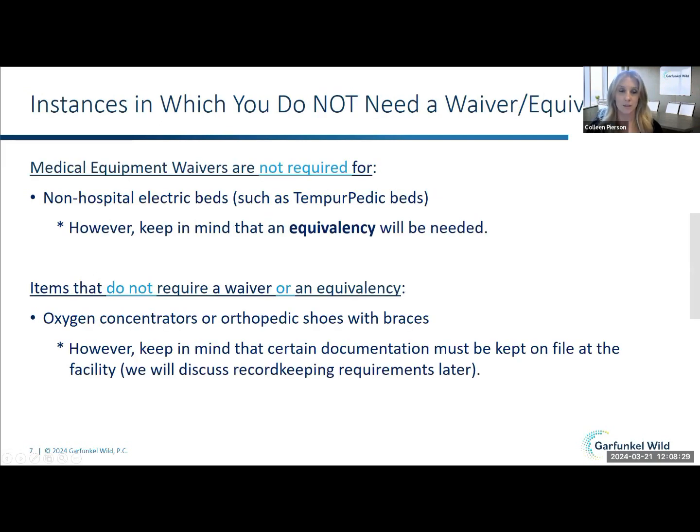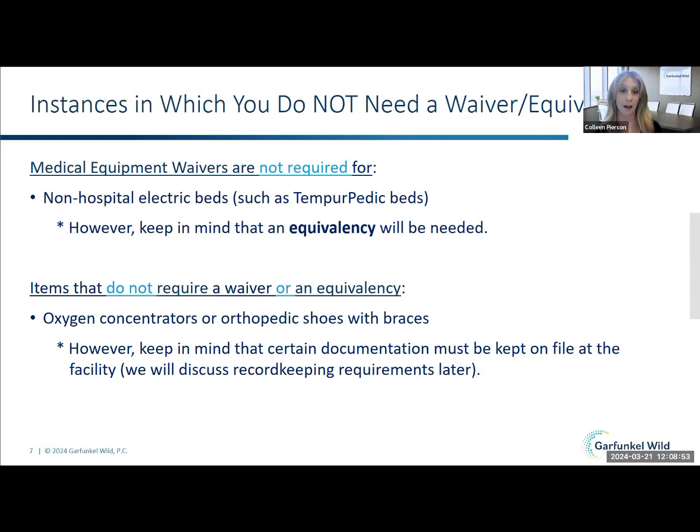You do not need to submit a waiver request for non-hospital beds, such as Tempur-Pedic beds. However, while you don't need to submit a waiver request, you still will need to submit an equivalency. Again, that's the notification to the department using the same 4235 form, notifying the department that you are going to be utilizing one of their approved equivalencies.